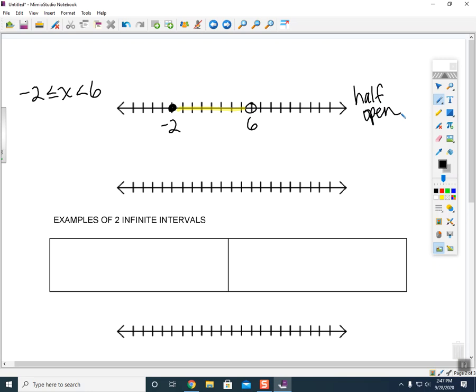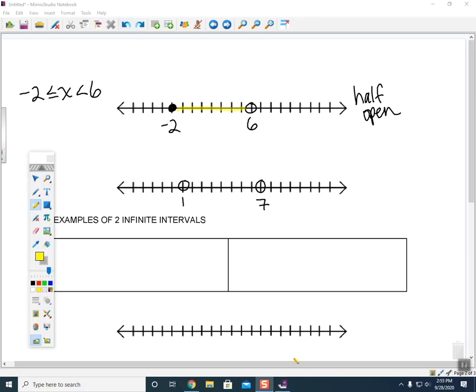All right, last example here. Let's say I have an open dot on 1 and another open dot on 7. Shade the middle. All right, I've got 1 and 7. I'm shading in the middle here.